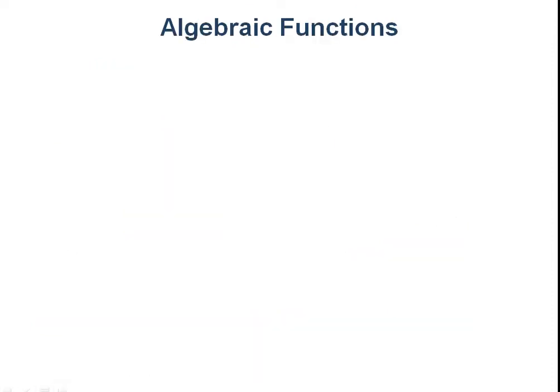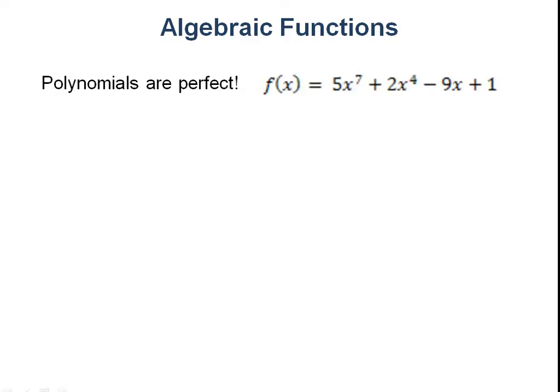Let's begin by reviewing the algebraic functions. The first, most important piece of information we need to know is that polynomials are our perfect functions. They are perfect 100% of the time. They're continuous for all values of x, which means all real numbers are accepted in the domain. Also, our range will also consist of all real numbers.